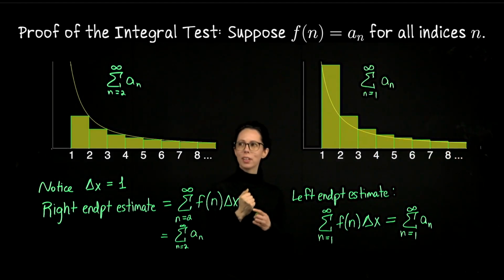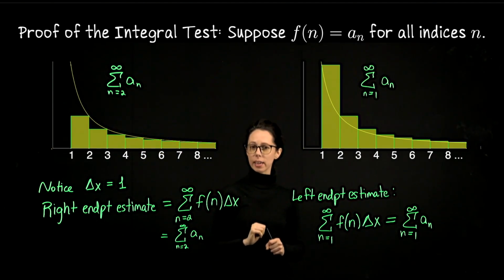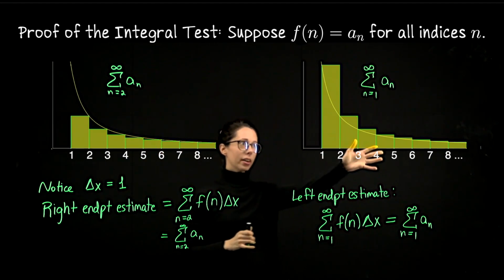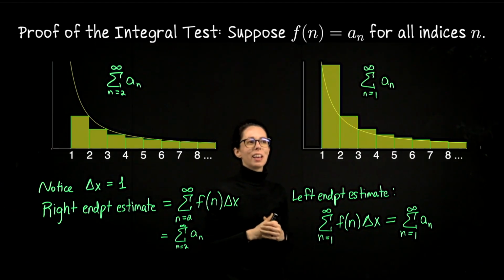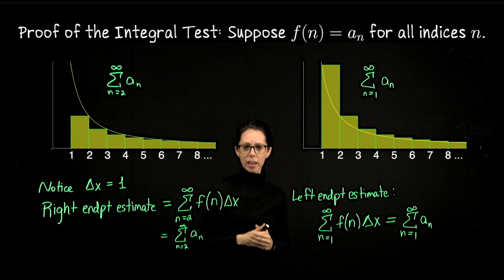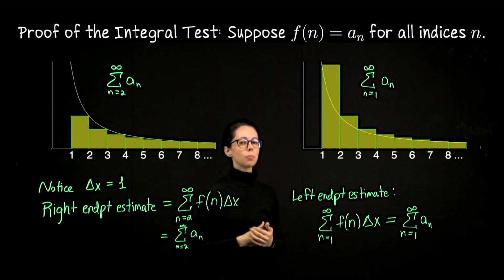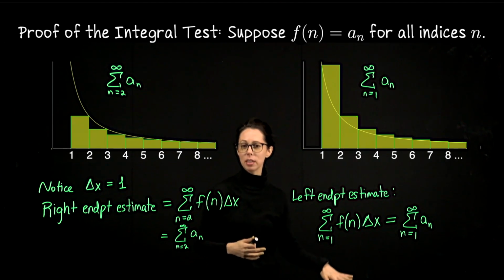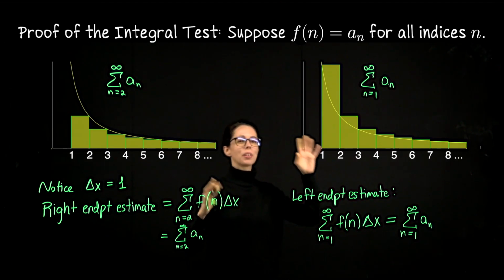Okay, so we have that this area with the right endpoint estimates is equivalent to taking our infinite series and adding it starting with the second term. This area here is equivalent to adding up our series starting at the beginning. Notice that the true area under the curve sits between these two. So the right endpoint estimate is a lower estimate. The left endpoint estimate is an upper estimate. That's because our function is continuous, positive, and monotone decreasing. So since it's decreasing, right endpoints are under, left endpoints are over.